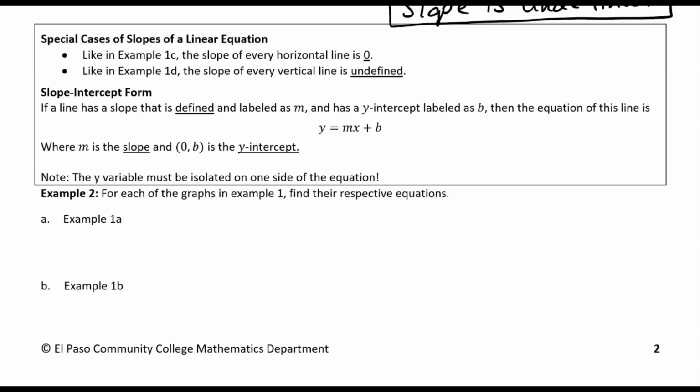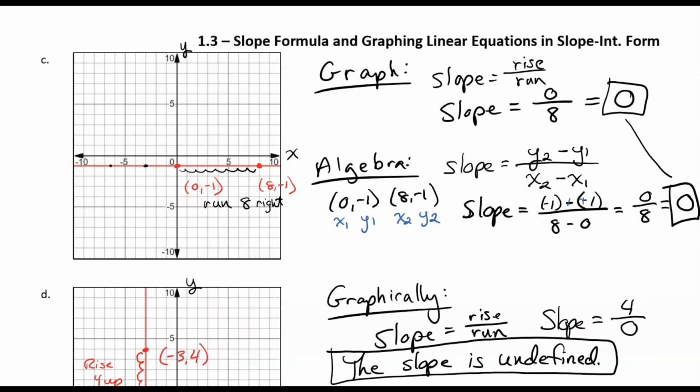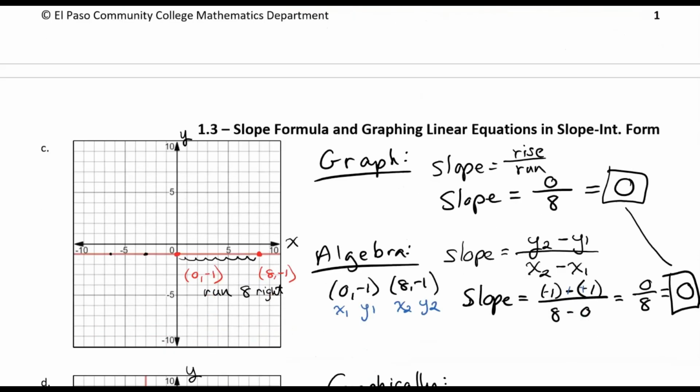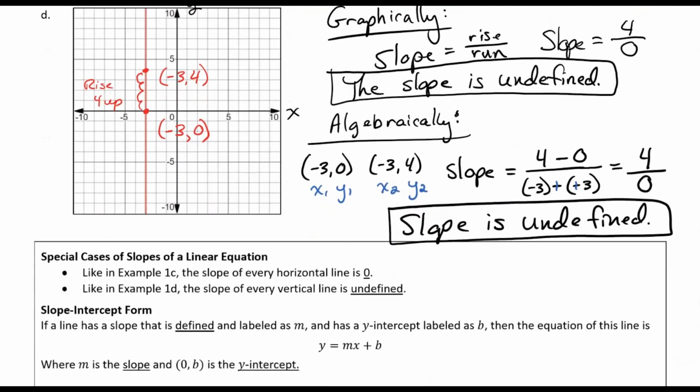In our last video, we saw different possibilities for the slope, calculating it with the graph, calculating it with the formula algebraically. And we saw some special cases, like in example 1c, we saw that this type of line, called a horizontal line, will have a slope of 0. We saw in 1d that the vertical lines, the lines that go up and down in this way, have a slope that's undefined. So these are important things to keep track of.